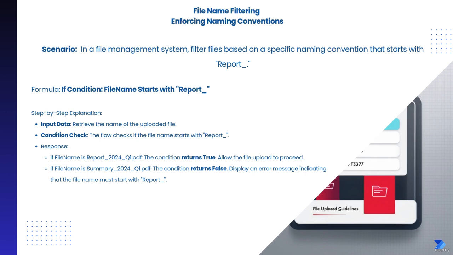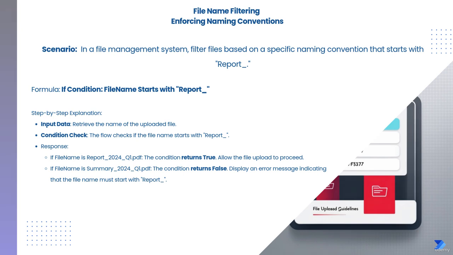Step-by-step explanation. Input data. Retrieve the name of the uploaded file. Condition check. The flow checks if the file name starts with report_. Response. If the file name is report_2024q1.pdf, the condition returns true. Allow the file upload to proceed. If the file name is summary_2024_q1.pdf, the condition returns false. Display an error message indicating that the file name must start with report_.